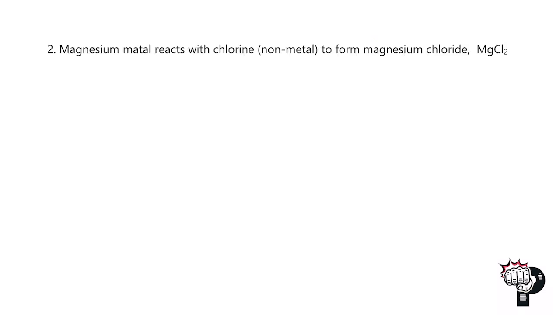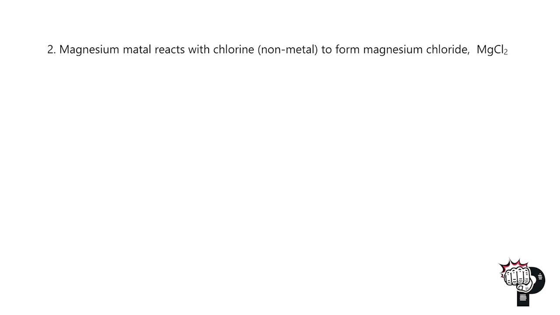Let us look at another example. Here, magnesium metal reacts with chlorine to form magnesium chloride. In this case, the valency of magnesium is 2 and the valency of chlorine is 1. The 2, which was for magnesium, becomes the subscript for chlorine. Therefore, the formula becomes MgCl2.